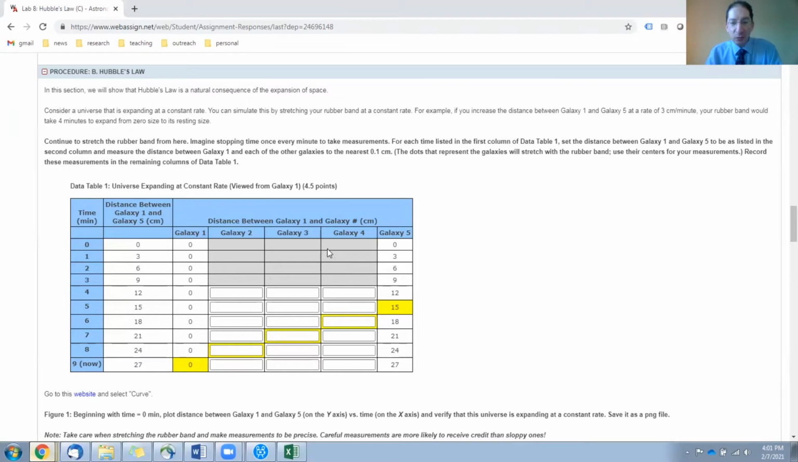And once you've done that, we'll come back and use your measurements in just a second. But first, let's just confirm that this universe is expanding at a constant rate. And the way we're going to do that is we're going to take these times and these distances between galaxies 1 and 5, the distance that you set the rubber band to, and plot them.